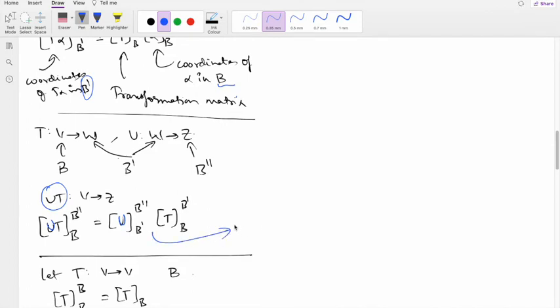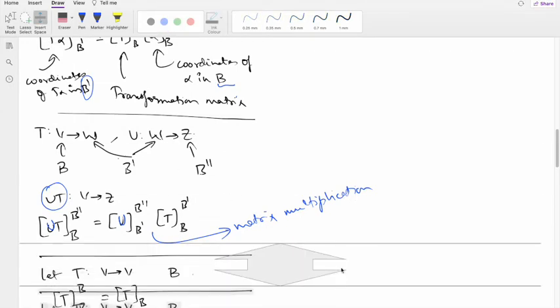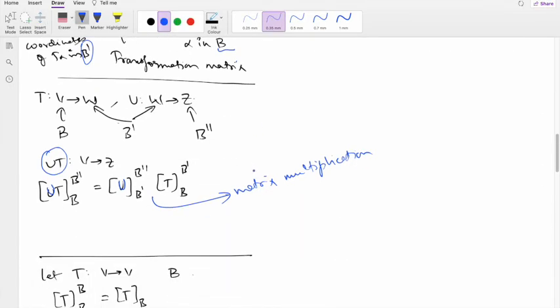So this is basically a matrix multiplication of the transformation matrices of both of these individual transformations, so your U from B dash to B double dash, and T from B to B dash. So you can also look at matrix compatibility as an idea here, as a sanity check.